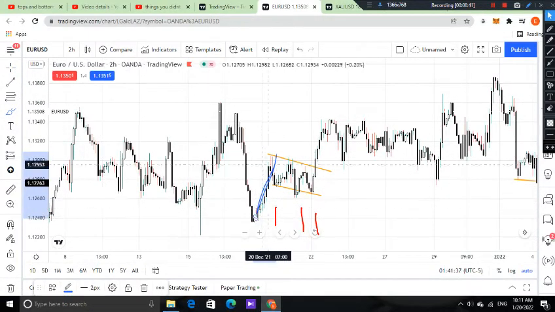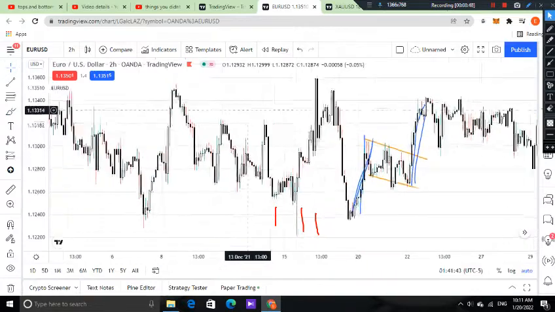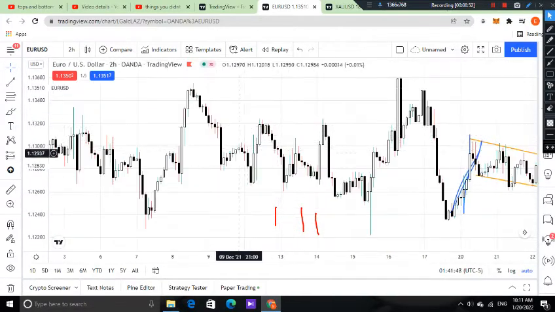We had this strong leg, and after that we had this second leg. This one is a micro one, but still is a wedge, as you can see. 3 pushes down, and this one, whatever. We have this wedge.